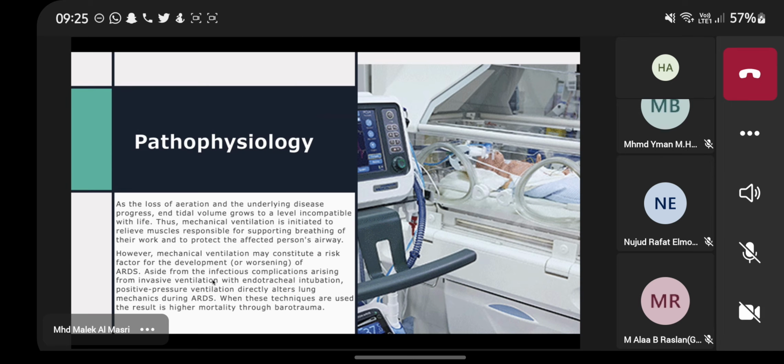The second part of the pathophysiology is related to the volume of air in the lungs, basically. As you lose aeration of the lung and the disease progresses, the end tidal volume becomes incompatible with life because the oxygen is there, but it's barely providing anything to the body. So the muscles of respiration become fatigued due to the constant heavy load of breathing, trying to compensate for the ARDS. At this point, we need to initiate mechanical ventilation.